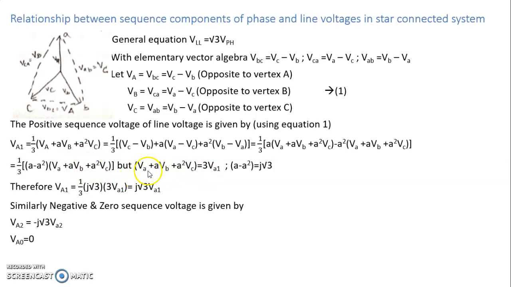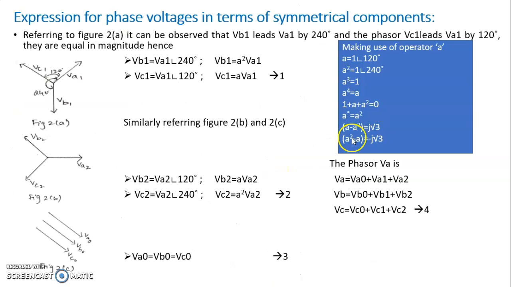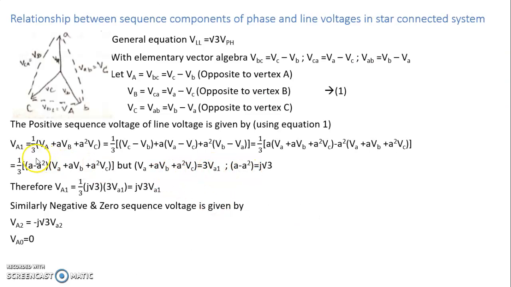So we have written here VA plus aVB plus a square VC equal to 3VA1, in terms of the positive sequence component. a minus a square is j root 3 times; this I already said in the operator. So that I am substituting. So if I substitute these two here, we will get capital VA1, that is the phase voltage, and here 1 by 3 we have kept as it is, j root 3 of this value, this is 3VA1. Now the 3 cancels, remaining is j root 3 times VA1, that is the line voltage.